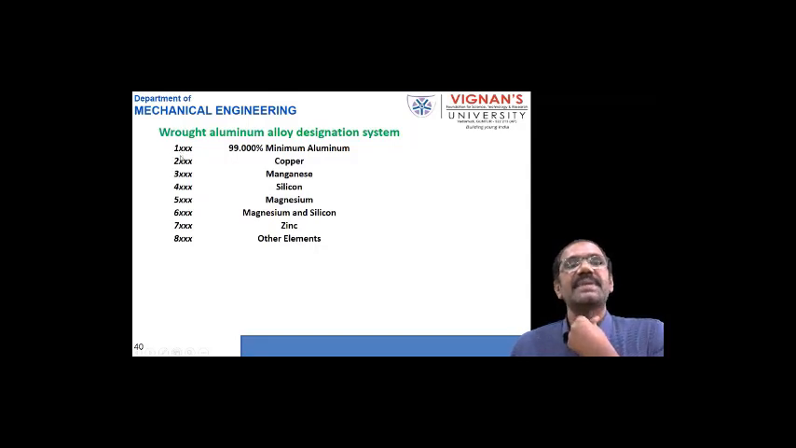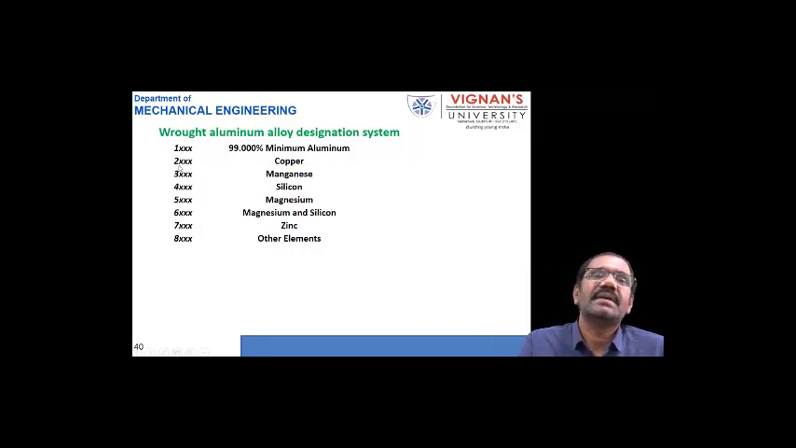Next, the second digit represents how many times the alloy is modified, through heat treatment, machining and so on. So how many modifications were made to that alloy. The next two digits are based on the percentage of copper and other elements. So in the 2 series, suppose you have 100 alloys, and we select the 23rd alloy, you put that as 23. Like that, wrought aluminum alloys are designated.